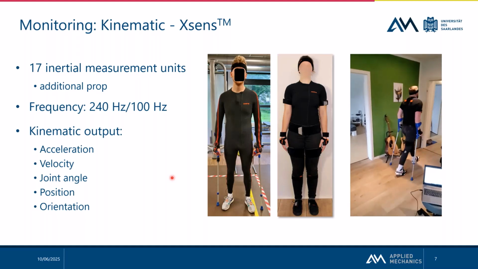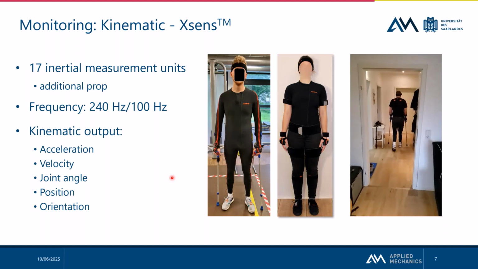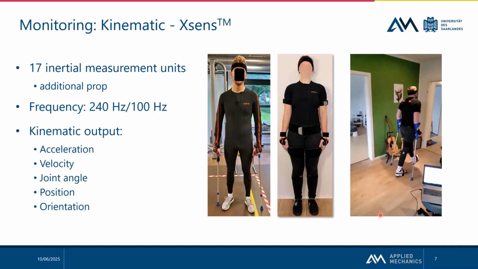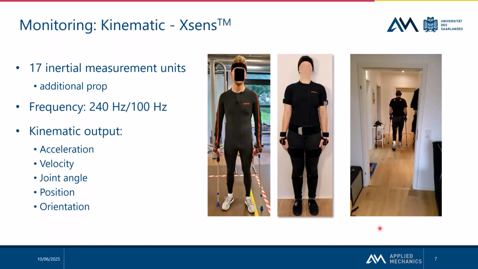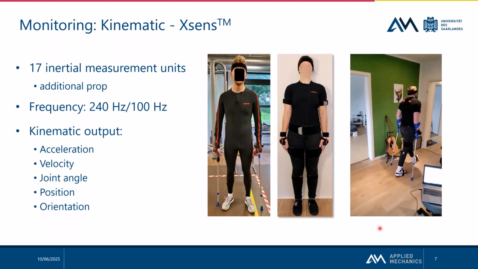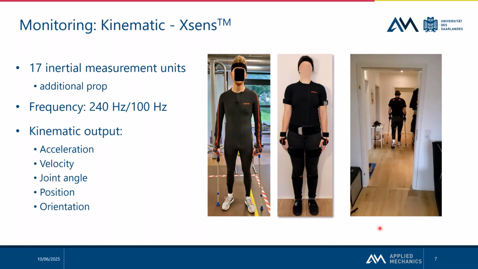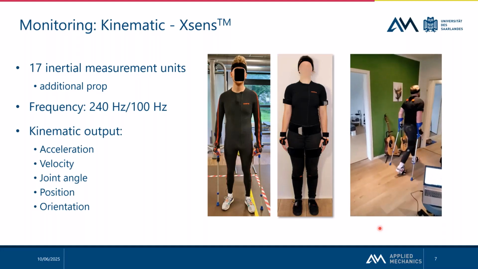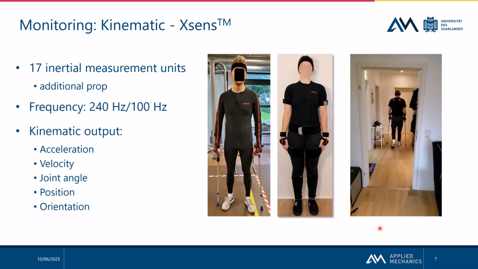As kinematic output, you get whatever you can imagine: acceleration, velocity, joint angle, position, orientation. And here in the video, you see quite clearly a patient, and we measure him in his apartment. So for everybody who's not familiar with Xsens, it's location independent, so you don't have to go to a specific room or a specific hospital room or something like this. So you can really measure the patient in his daily activities. And that's really cool. That's why we chose this kind of system.